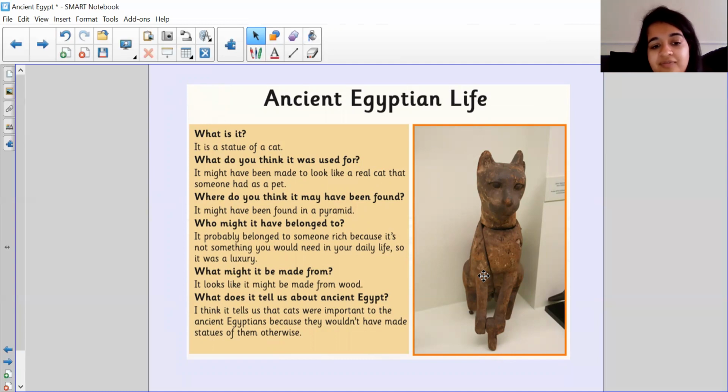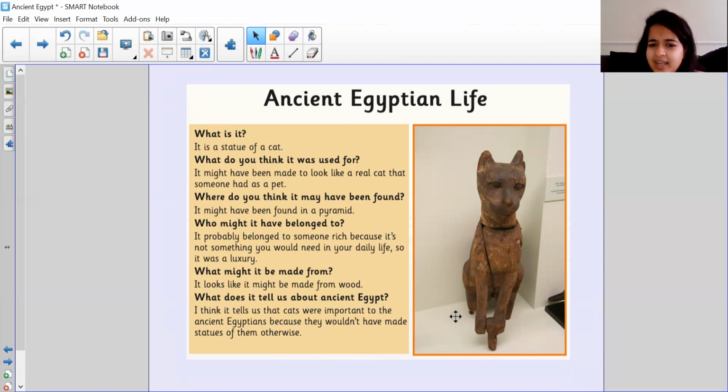Okay. And then what might it have been made from? Well, this person thought it was made from wood. And yeah, you know what? It does look like it was made from wood. And maybe it was painted and preserved. And then finally, what does it tell us about ancient Egypt? It tells us that cats were important, because they wouldn't have made statues of them otherwise. Well, that makes sense as well.